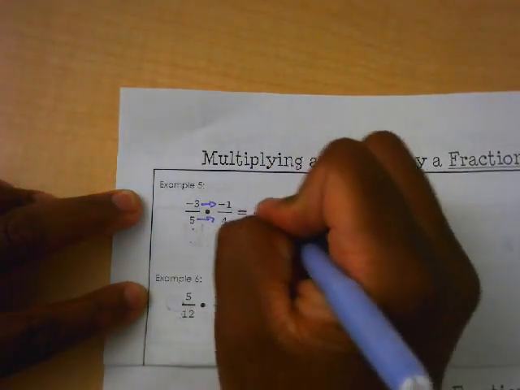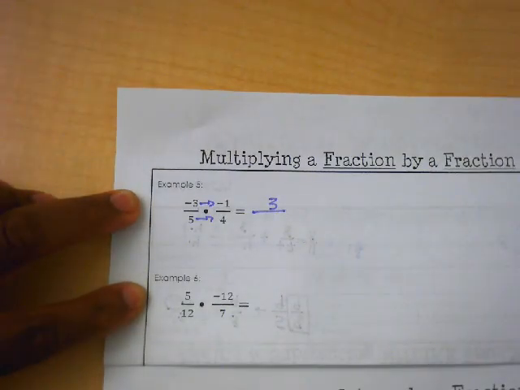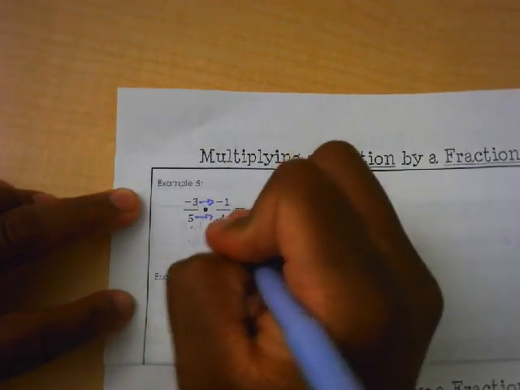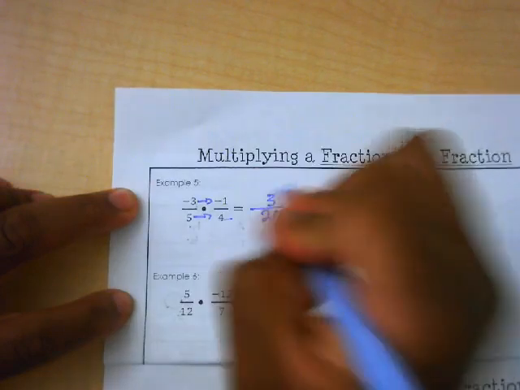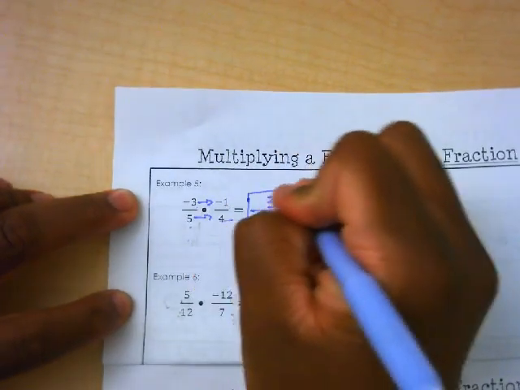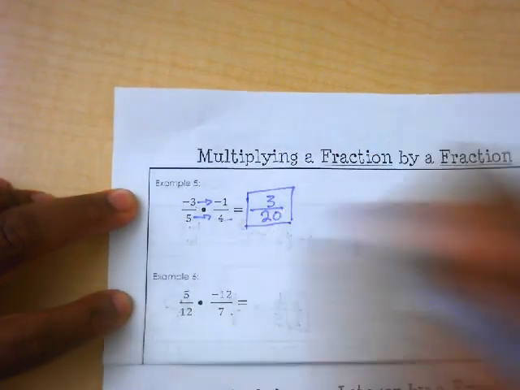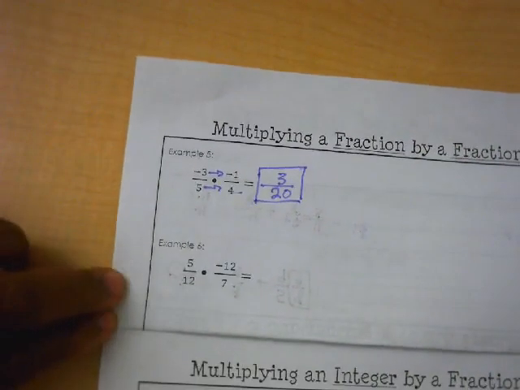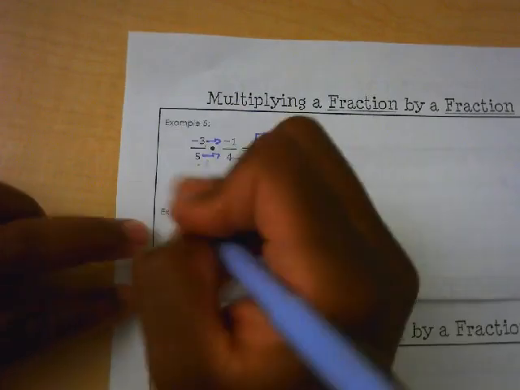So that would be positive 3. Then we have 5 times 4, which is 20. So my answer for this one is 3/20ths, or 3 over 20. Pretty straightforward. Again, if you have two fractions, you just multiply straight across.